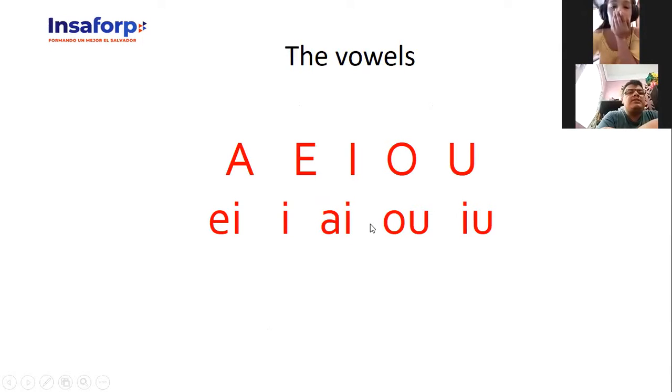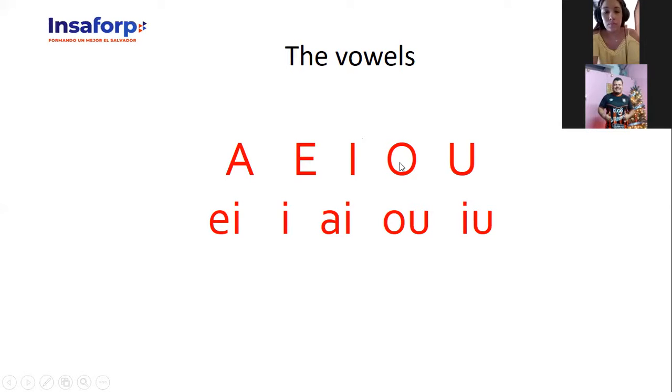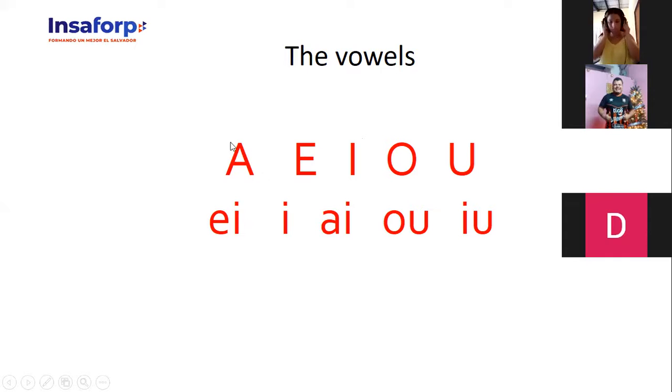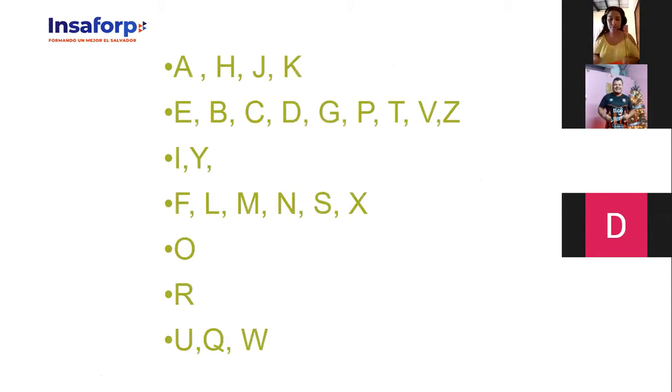Now, I want you to pay attention to the vowels in English. Sometimes the vowels cause a little bit of confusion. But we have A, E, I, O, U. Okay. What is this one? I. And this? E. U. O. A. Yes. A, E, I, O, U. Yes, very nice. Can somebody pronounce this group?